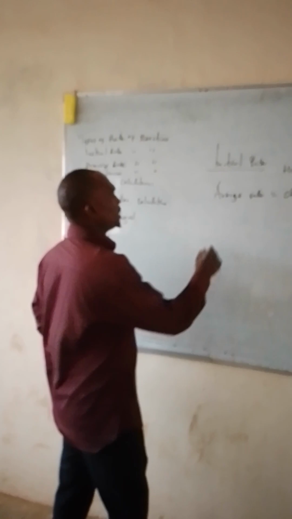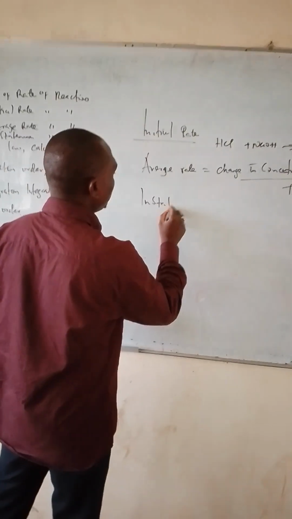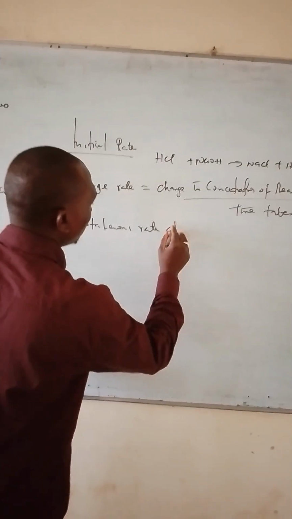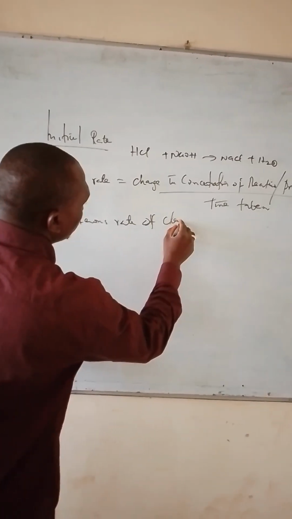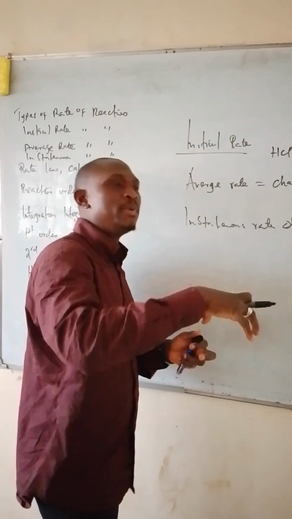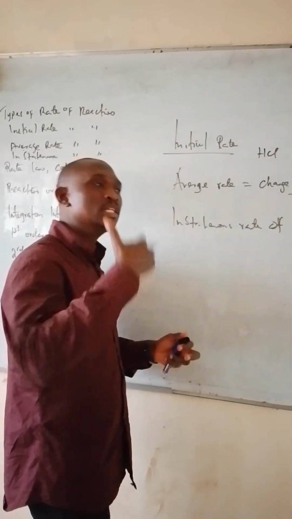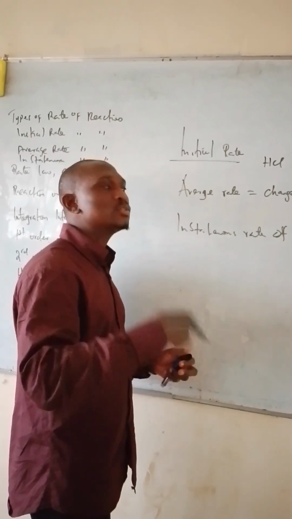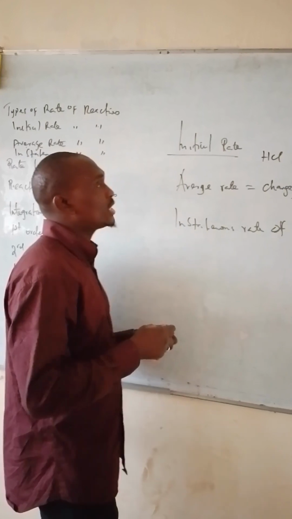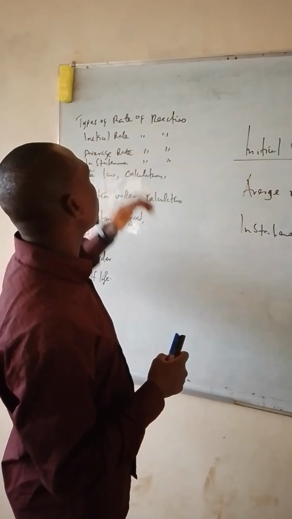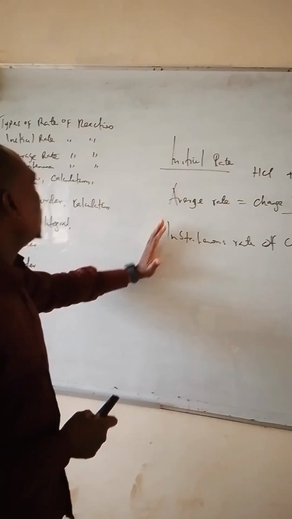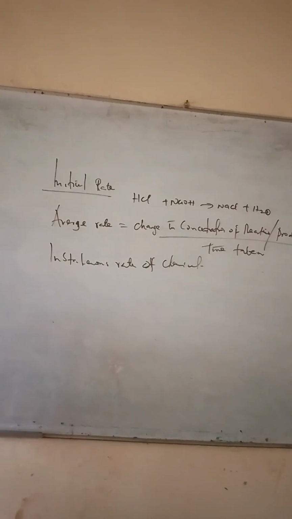Why instantaneous rate? The instantaneous rate of a chemical reaction is defined as a particular moment or a particular instant during the course of the chemical reaction. Those are the three types of rate of reaction we have: the average rate, the initial rate, and the instantaneous rate. And that leads us to rate law.